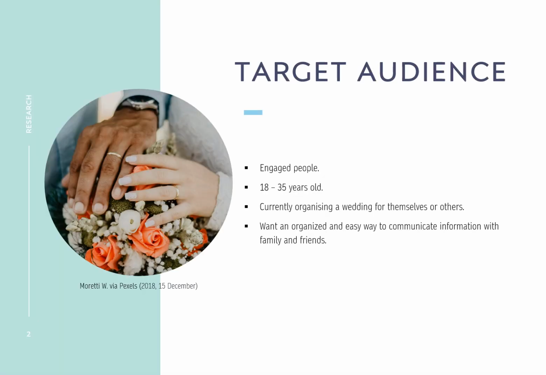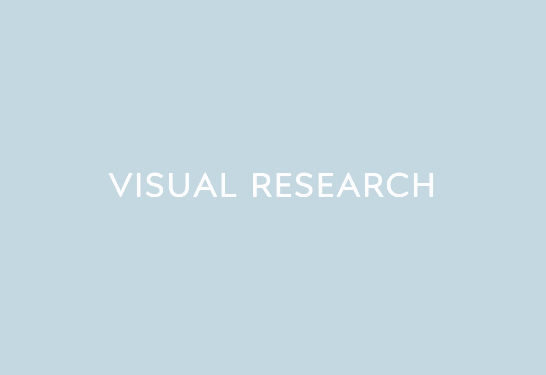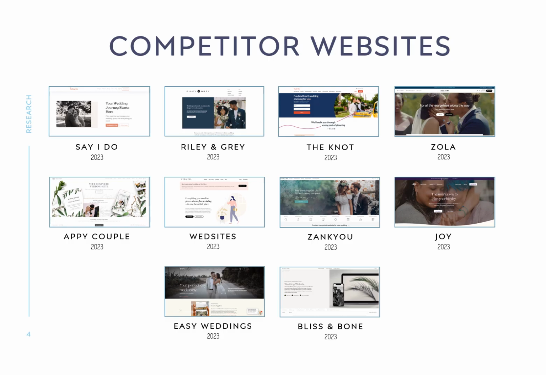I will be working on a wedding organisation website for engaged people aged 18 to 35 years old who are currently organising their weddings and want an easy way to communicate information to their friends and family. For my visual research, I found 10 competitor websites that in some way offer at least some of the functions that I'm looking to provide.